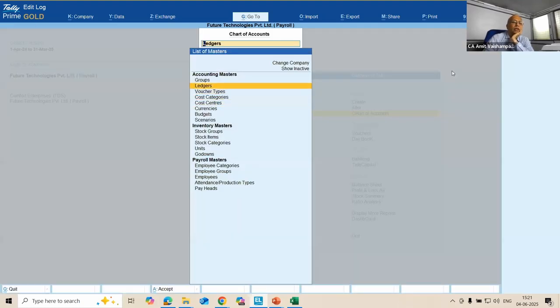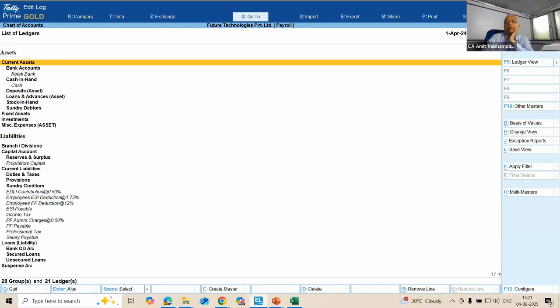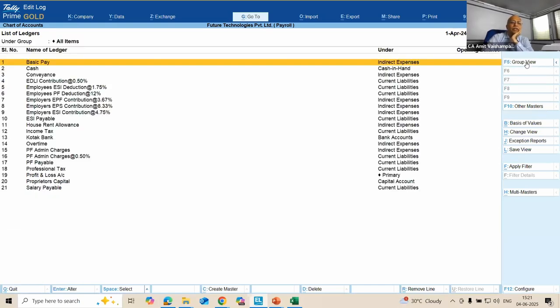If you can see, chart of accounts, ledgers. If you see the ledger view, these are the ledgers that have been created. All these have been created as a part of pay heads, but they are now going and settling as ledgers. So when you're creating pay heads, the system automatically understands the relation between payroll books and books of accounts, and it accordingly creates ledgers in the books of accounts.